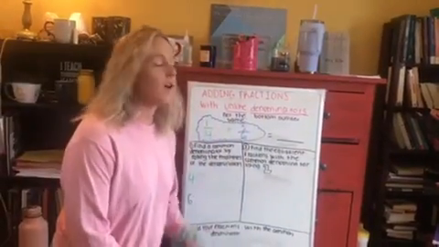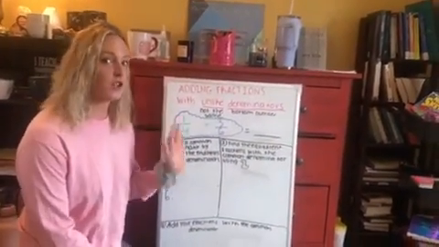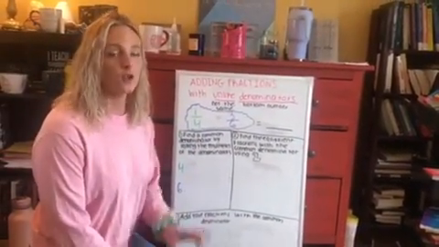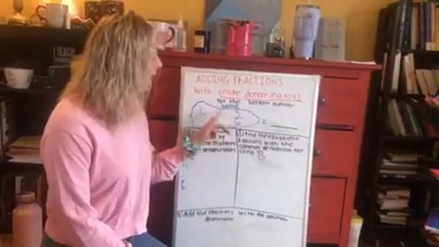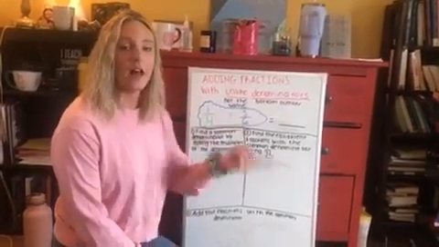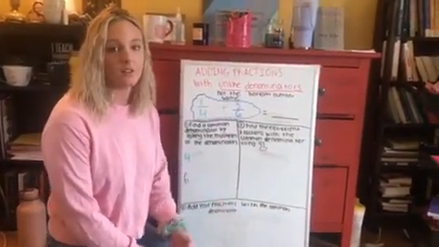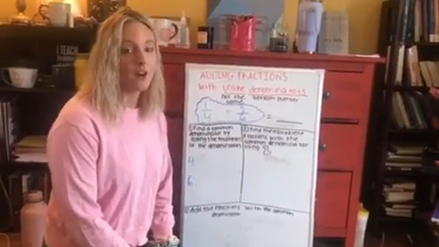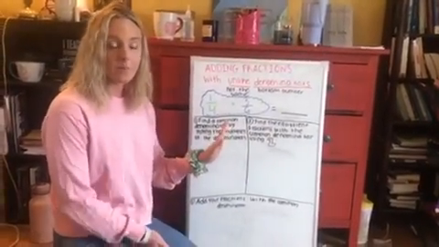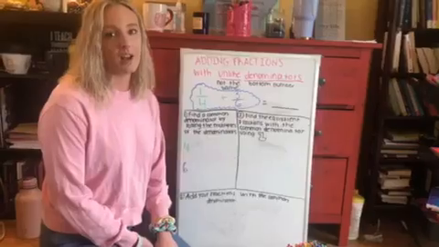Guys, in today's video we are going to be adding fractions with unlike denominators, so two fractions that do not have the same bottom number. In the last video that I had posted, we were learning how to find the common denominator of fractions that don't have the same denominator. So now we're taking a step further and we're going to add them.